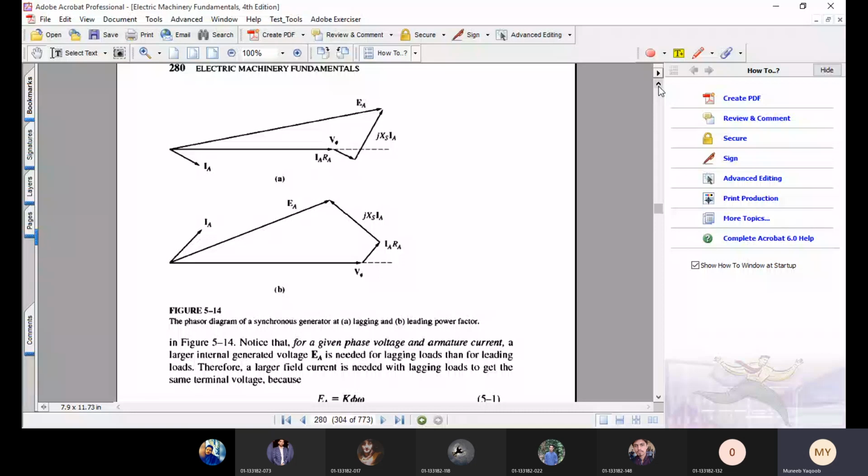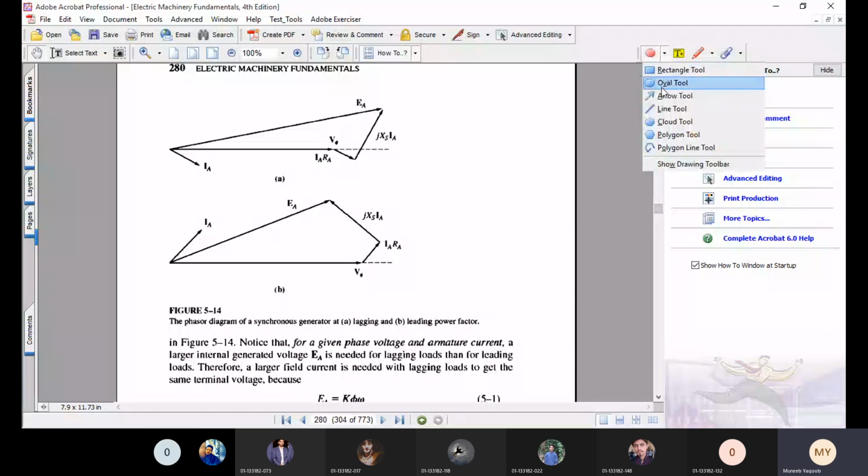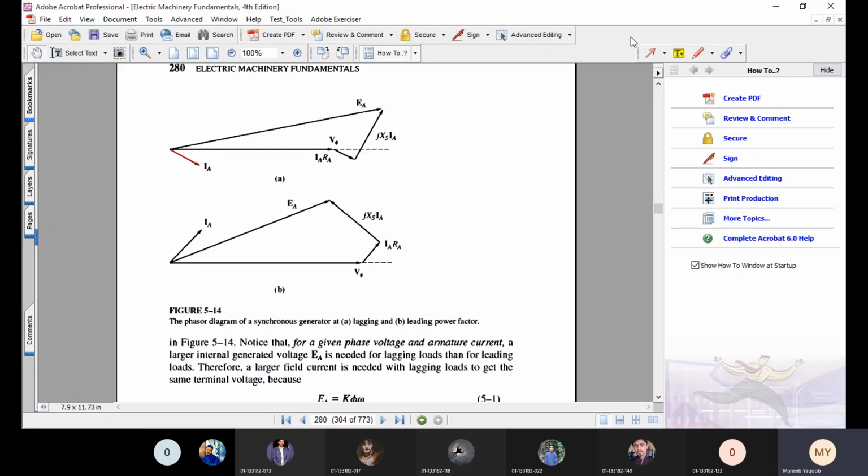Now again we follow the same equation: after drawing V phi, we will draw IA RA. This vector IA RA is nothing but a scalar multiple of the vector IA. So you can clearly observe that the directions of vector IA and vector IA RA are exactly the same.